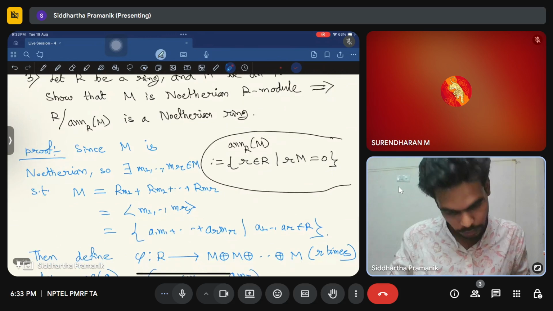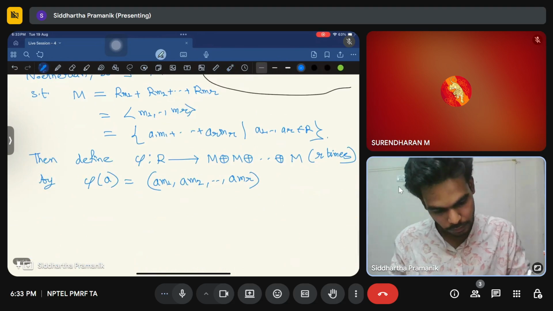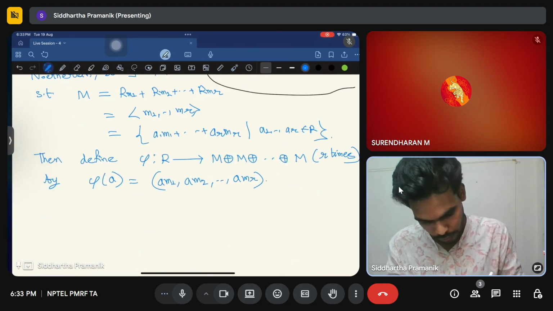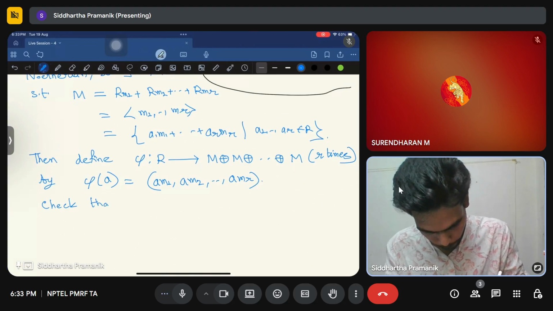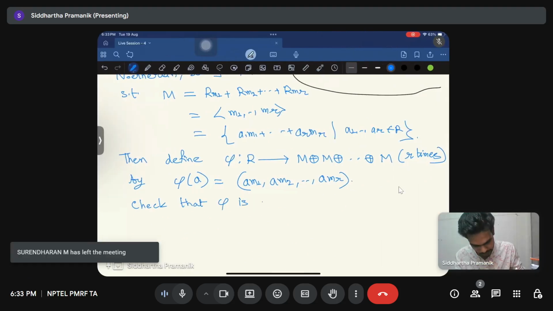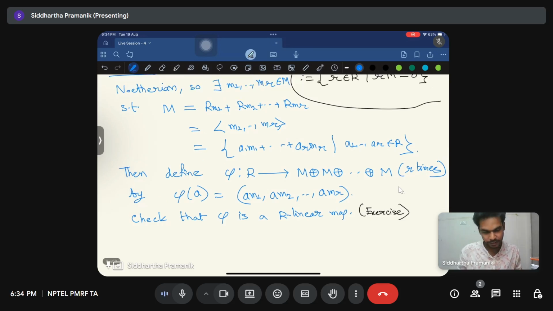So now it's very easy to check that this is an R module homomorphism. So check that phi is an R linear map. So this part you just check it. It's just a routine check. So phi is an R linear map. Now what about the kernel of this linear map?